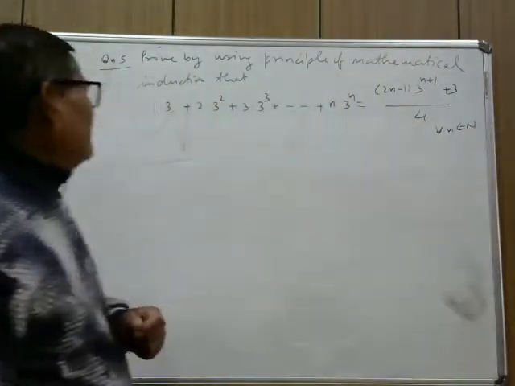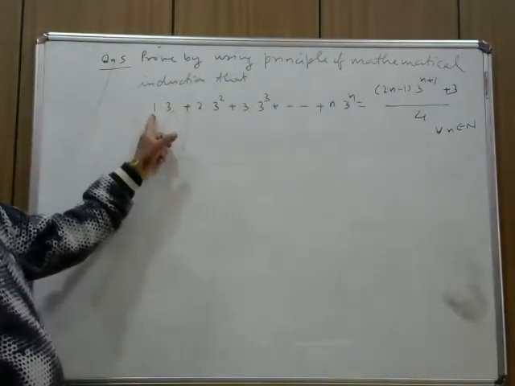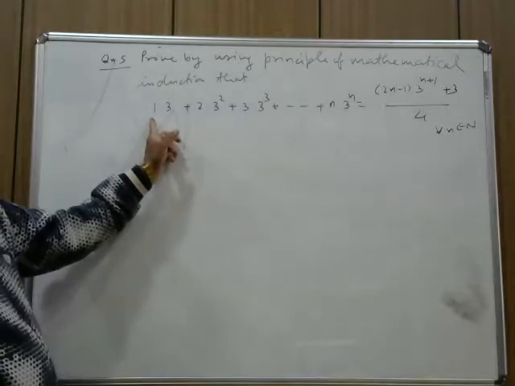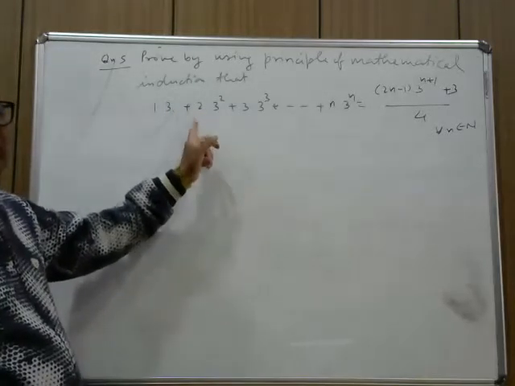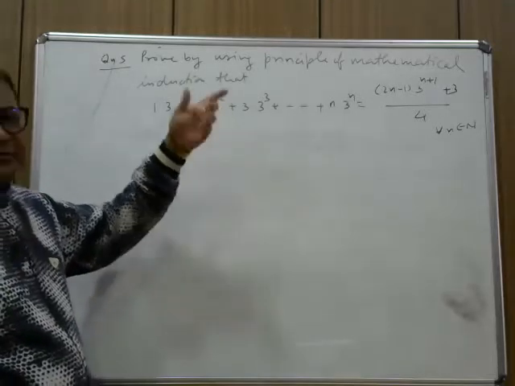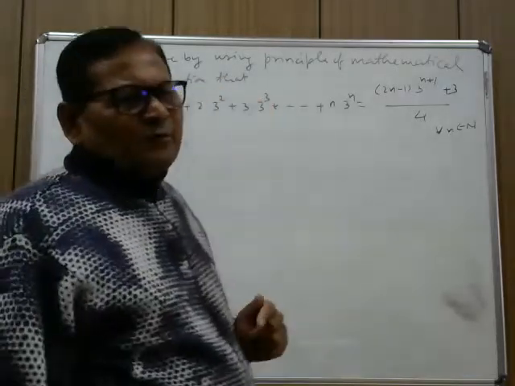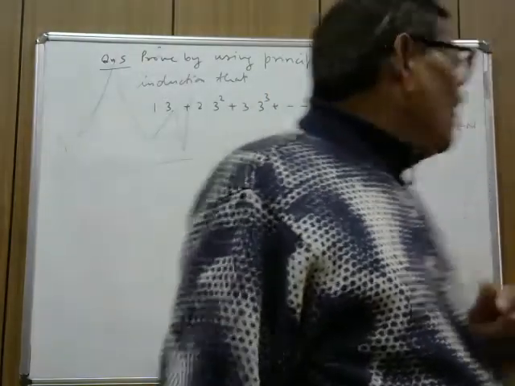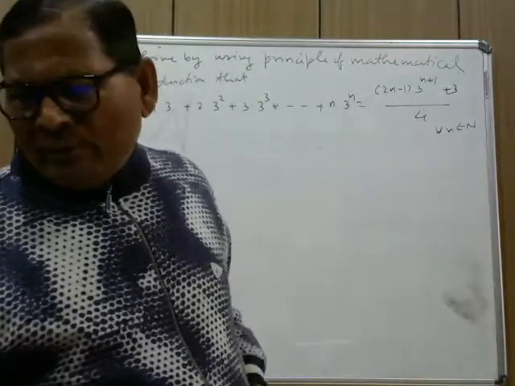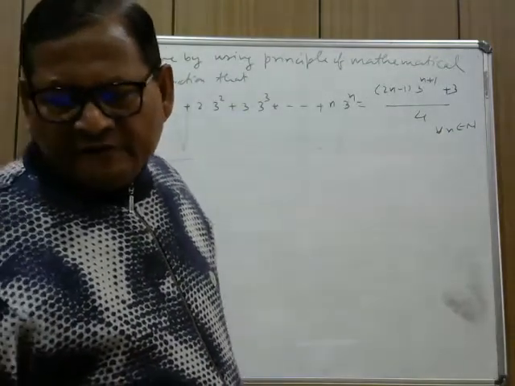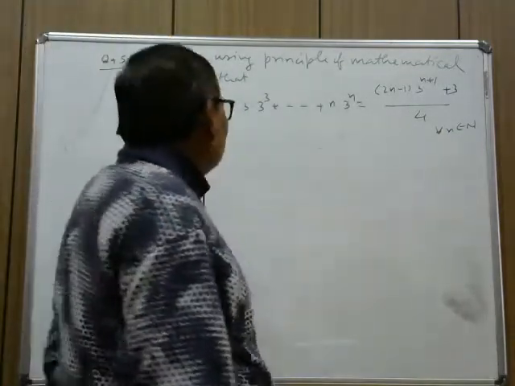So when you observe the series, when here is 1, then this goes as a power of 3 in this term. If here is 2, then this goes as a power of 3. So in this way your series is progressing up to n terms and their sum is given. Now you have to prove that this sum is true for all natural numbers.